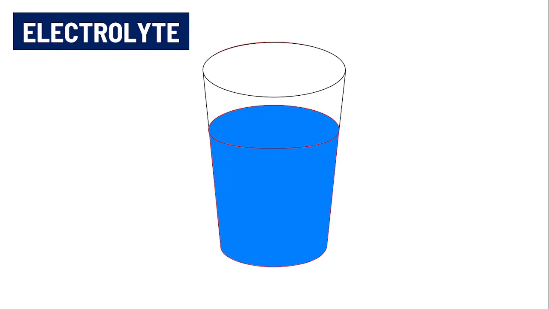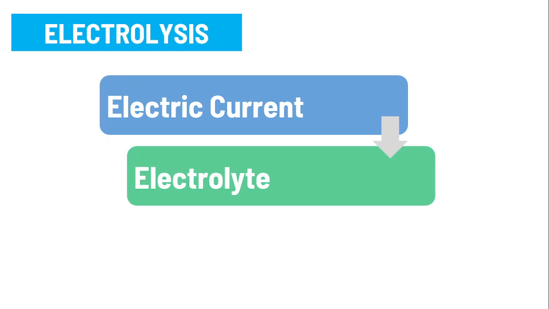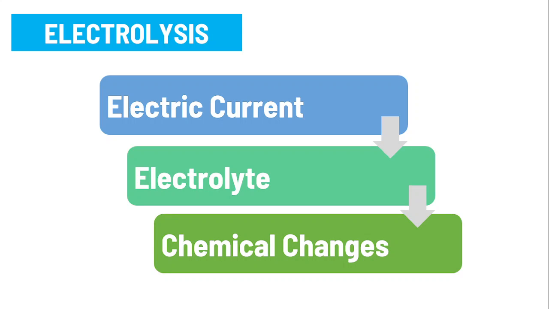An electrolyte is any liquid that has the ability to conduct electricity. For example, citric acid or lemon juice or salt water are examples of electrolytes. Electrolysis is the process in which electric current passes through an electrolyte, which leads to several chemical changes.